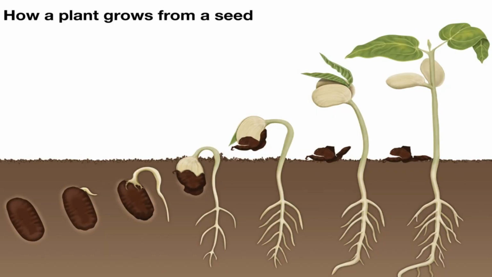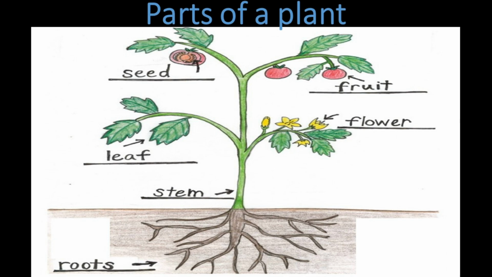Seed. First, we plant a seed in the soil and water it. A seed is the hard part found inside a fruit. From the seed, small roots grow downwards that help the seed to fix itself in the soil. Roots absorb water and minerals from the soil and pass it to the other parts of the plant.